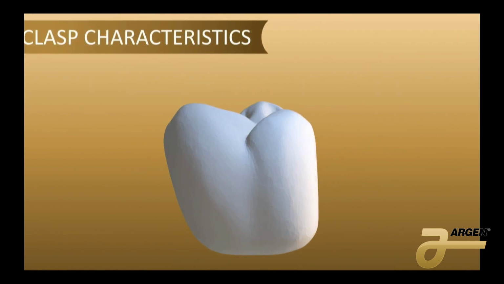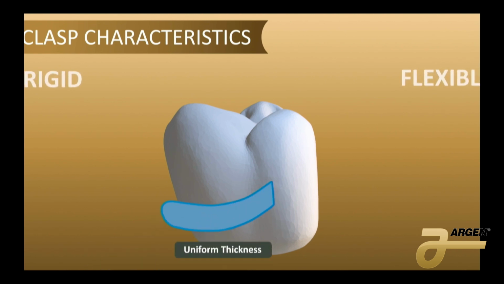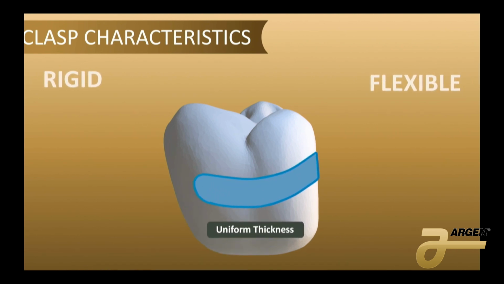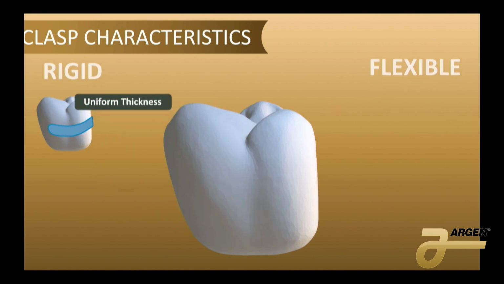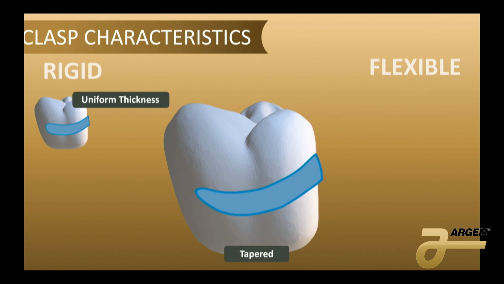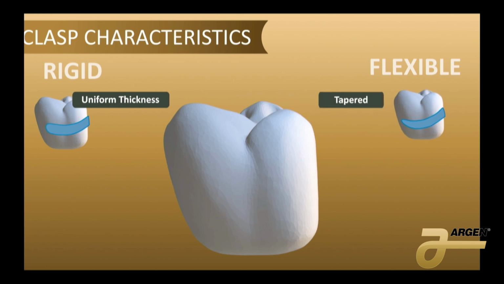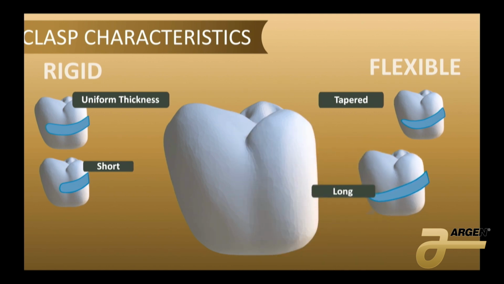So, before we get into types of clasps, we have to talk about what materials do when they're in different shapes, basically. Our characteristics. If you have a uniform thickness clasp, it's the same thickness all the way across, it's going to be a rigid clasp. If you have a clasp that is tapered at the end, you will have more flexibility. If you have a clasp that is short, it will be more rigid. If you have a clasp that is really long, guess what? It's going to be a little bit more flexible.